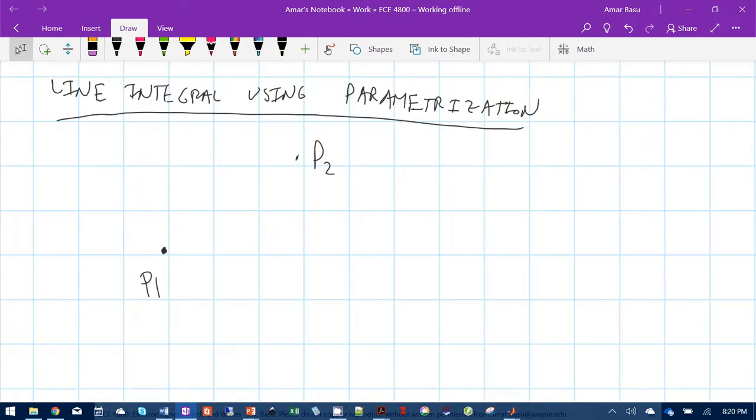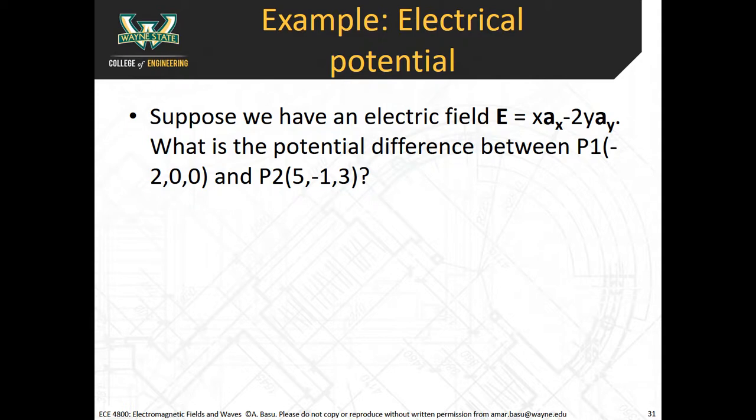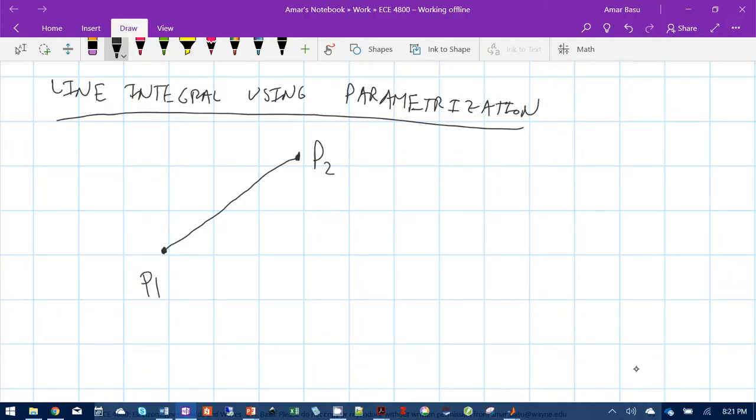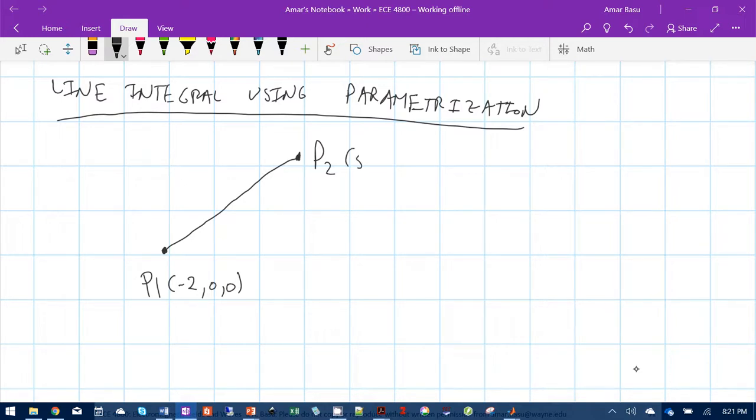All right, so we want to take a line integral going from P1 to P2. And probably the most efficient way to do it is just to draw a straight line connecting the two. The dimensions for P1 in this case were -2, 0, 0, and P2 was 5, -1, 3. So how do we get from P1 to P2? Because we're going to be integrating from P1 to P2, we want to define the equation of a line going from P1 to P2.